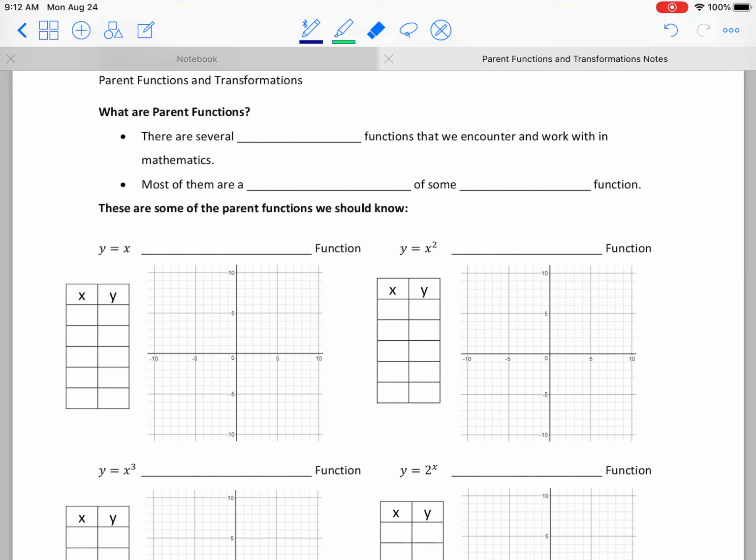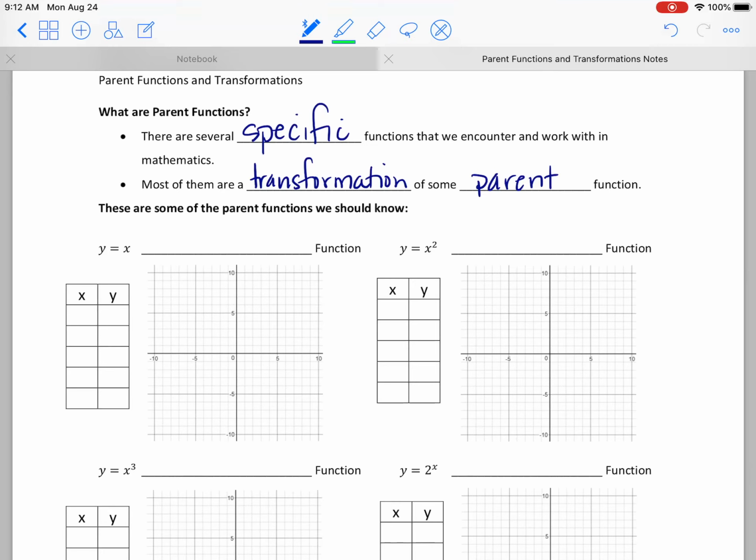Okay, so there are several specific functions that we encounter in mathematics, and most of them are going to be a transformation of some parent function. Transformation, hopefully that's a word we understand. Most of the functions that we encounter are just a transformation of some parent function. These parent functions are like the basis for most of the functions that we encounter.